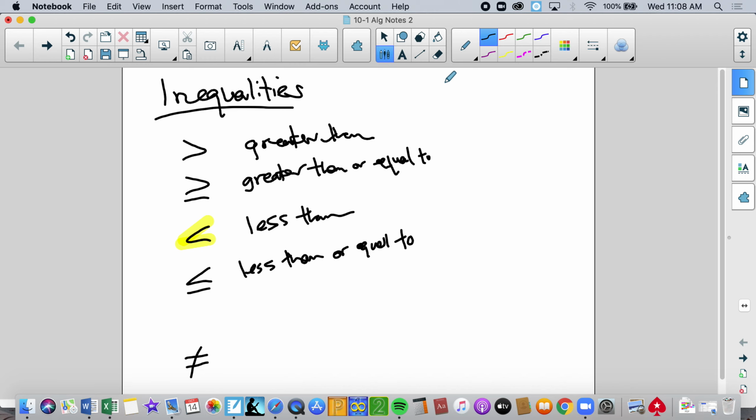Now, when we graph them, greater than, we're going to have an open circle because we don't include it. And we'll go into this in a little bit more detail. That is a closed circle because it's equal to, meaning we include the border. Less than is an open circle, and greater than or equal to is going to be a closed circle. And you'll understand that a little bit better when we do this first example.